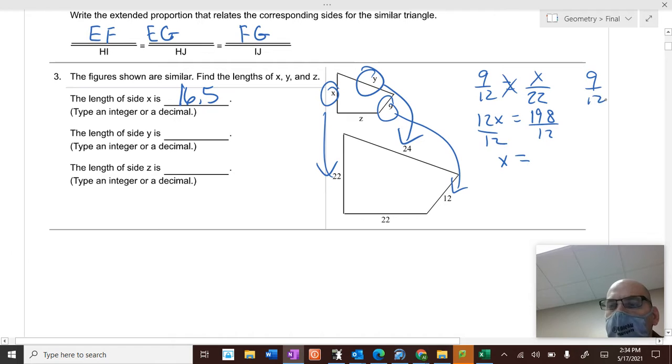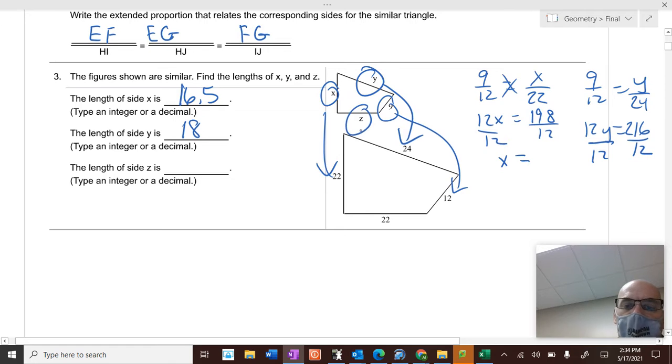Now, Y is a pretty easy one. So it's 9 over 12 equals Y over 24. So if we cross multiply and solve, 12y equals 9 times 24, which is 216. And divide by 12, y equals 18. And z goes to 22. Well, that's the same as x, so z would be the same as x.